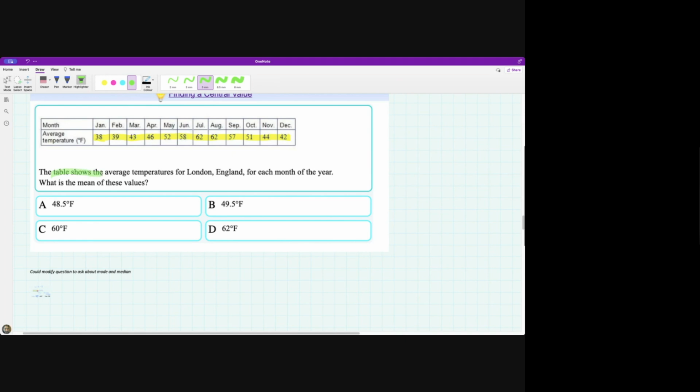It says here, the table shows the average temperatures of London, England for 1 month of the year. What is the mean of those values? I want you to use your calculator to help you, or whatever you can. What is the mean? And which of the 4 options is the mean of that data set?